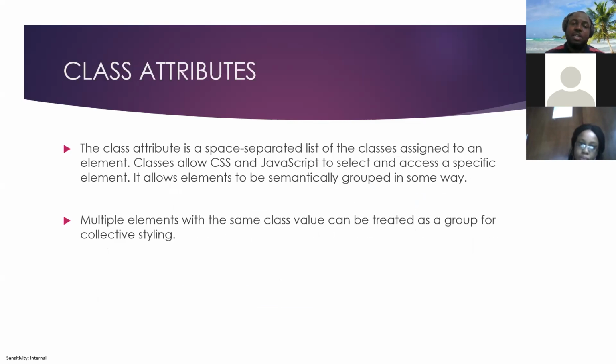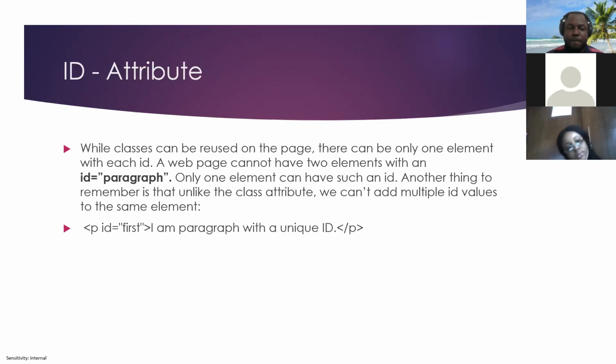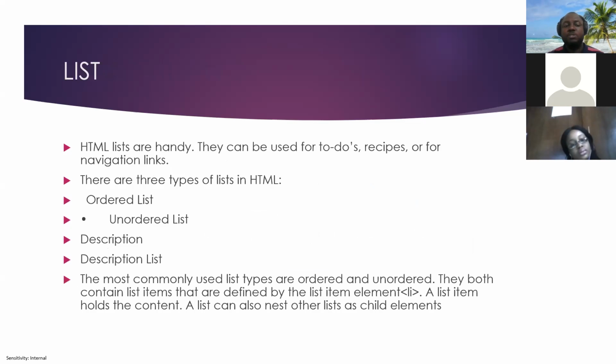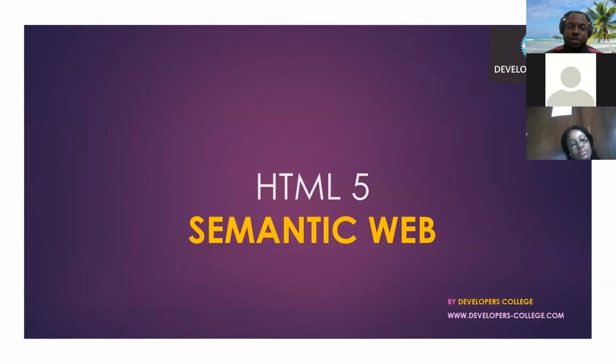We also talked about class attributes, but I briefly mentioned it, and I said when we get into CSS, we are going to look more into that. Okay, this is the ID attribute I was talking about. It helps you to uniquely identify a paragraph. Then we went into lists. We talked about ordered lists and unordered lists, and then we did a lot of examples using our Visual Studio Code text editor that we're using.